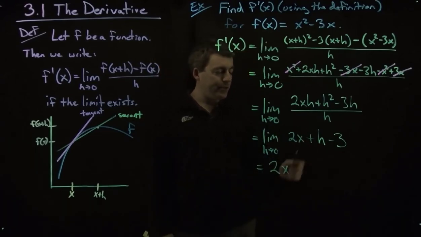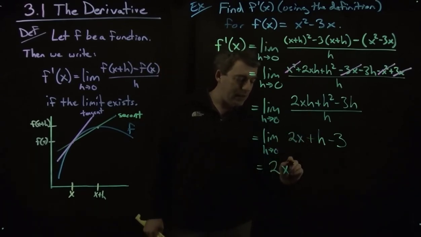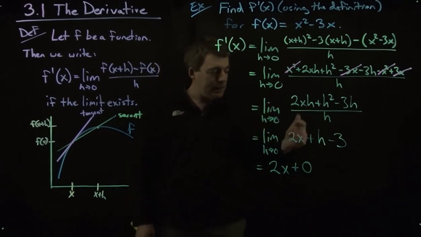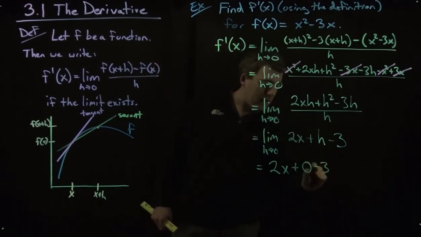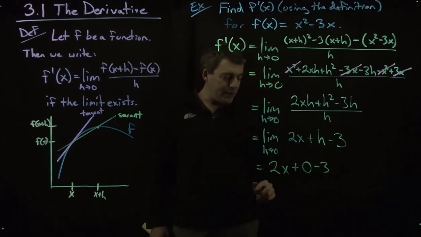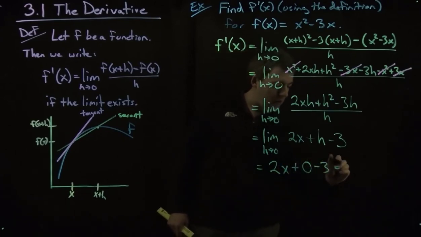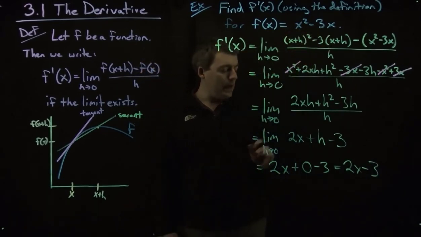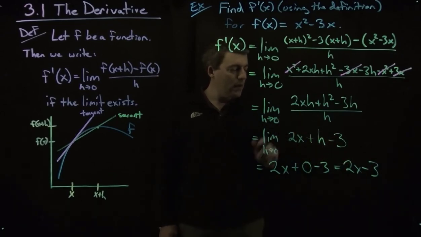The limit as h goes to 0. Well, h is going to 0, so that's plus 0. And then negative 3 is also a constant, so that stays the same. So we have 2x plus 0 minus 3. So the answer is 2x minus 3. So the derivative of x squared minus 3x is 2x minus 3.